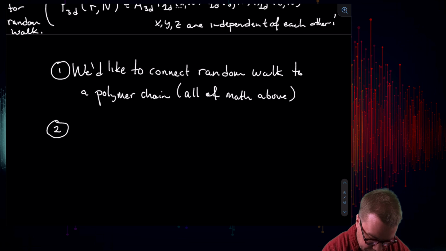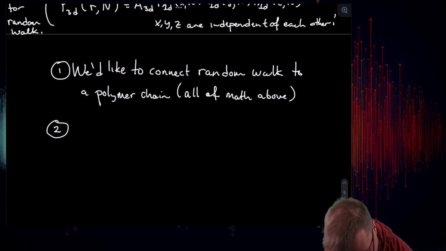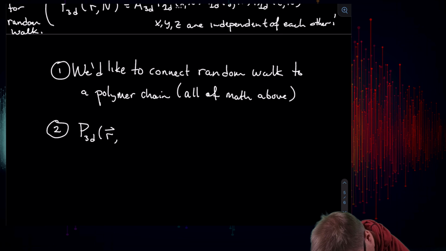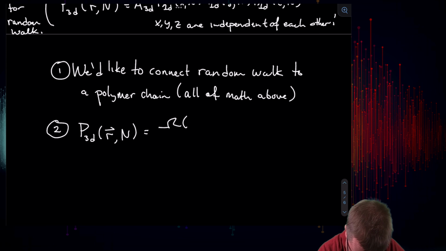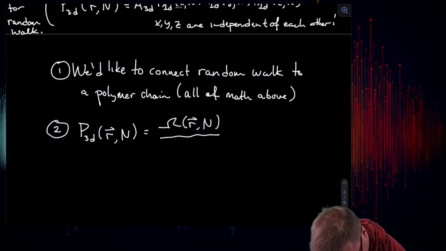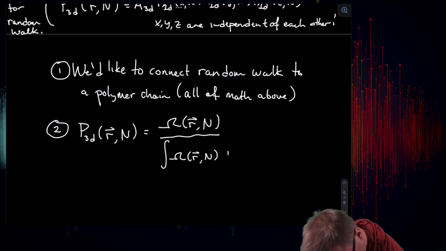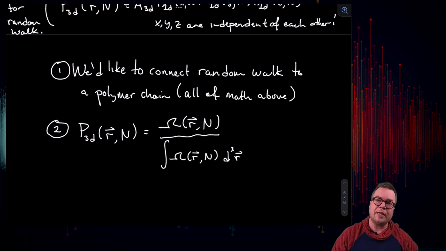The second thing is to realize that these probability distributions, so for example, the 3D probability distribution, is going to be equal to the number of microstates that we have at that position after n steps, divided by the integral of that thing. Okay, and this is going to allow us to calculate the free energy later on.